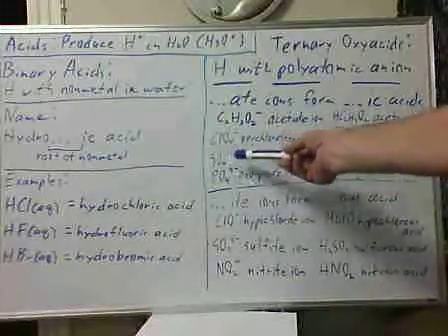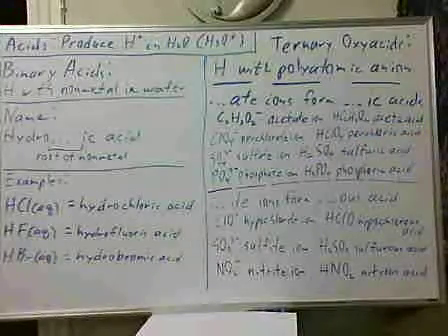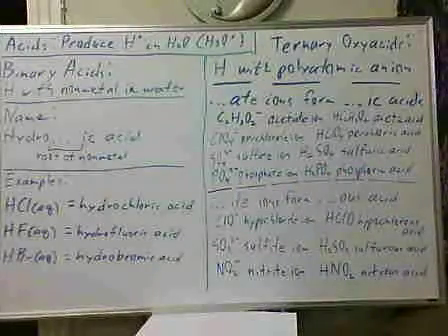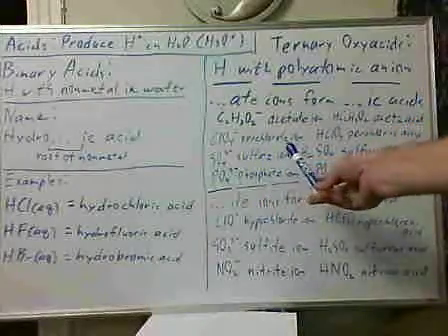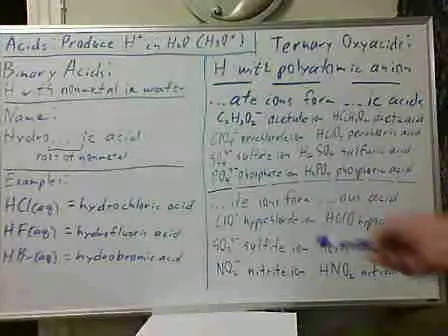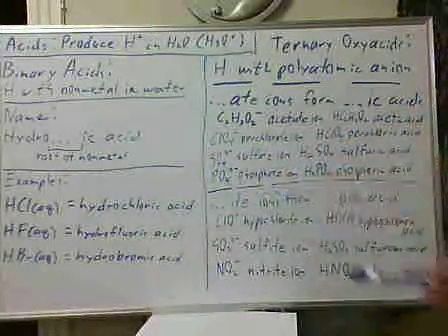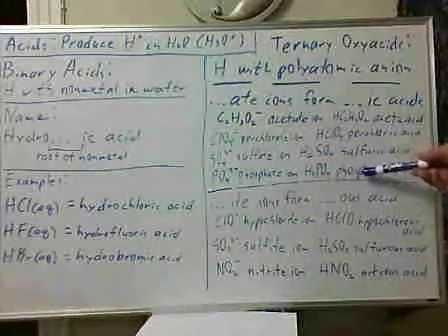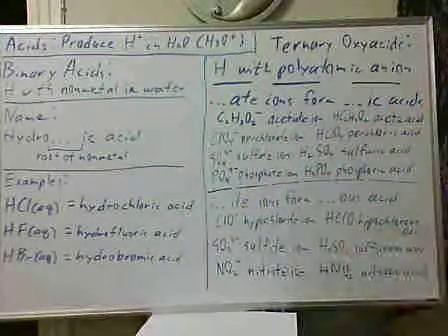Sulfate, SO4 with 2- charge. We'll add 2 hydrogens to neutralize the charge. And for sulfur and phosphorus, we're going to change the form slightly. We're going to expand the name. So instead of being sulfic acid, we expand it to sulfuric acid. For the phosphate ion, PO4 with the 3-, we're going to expand the name a little bit, so instead of being phosphic acid, it becomes phosphoric acid. And we have to add 3 hydrogens to neutralize the 3- charge.